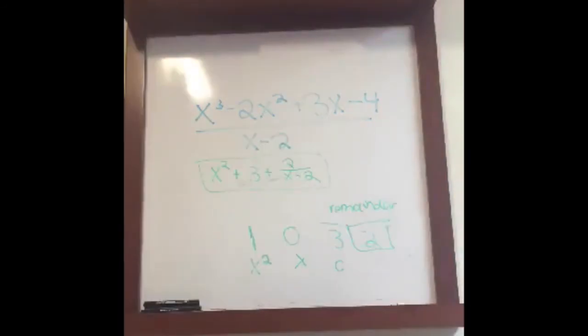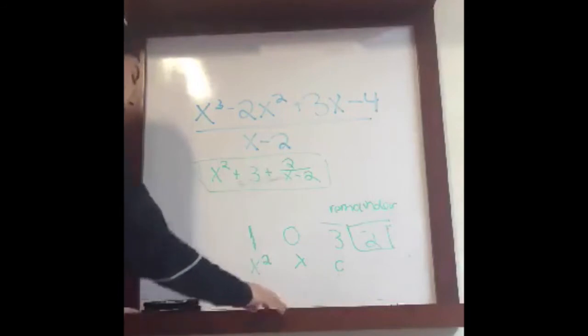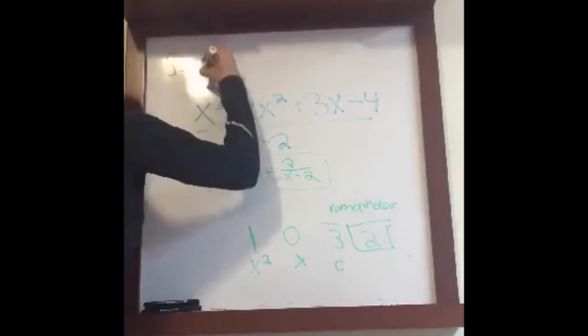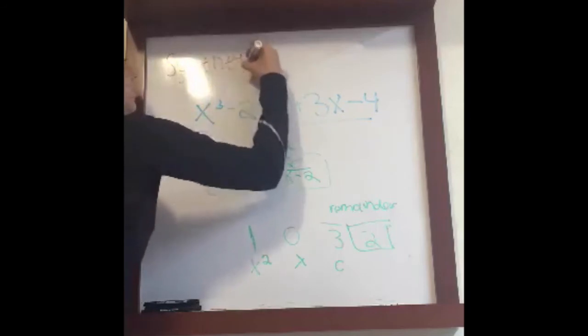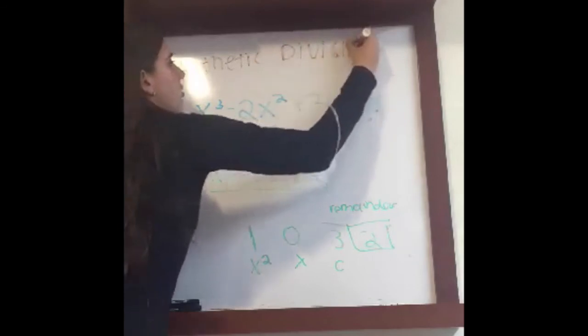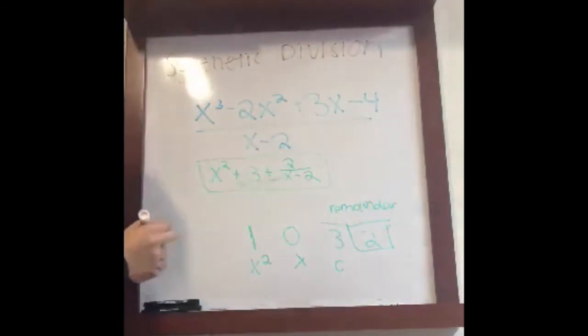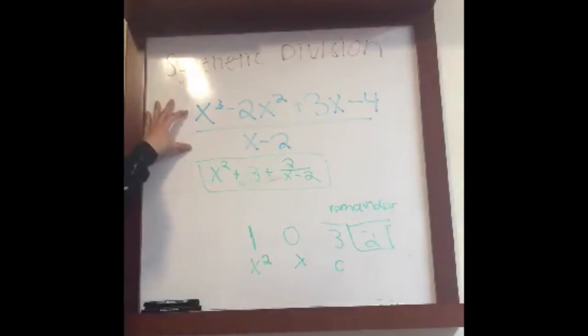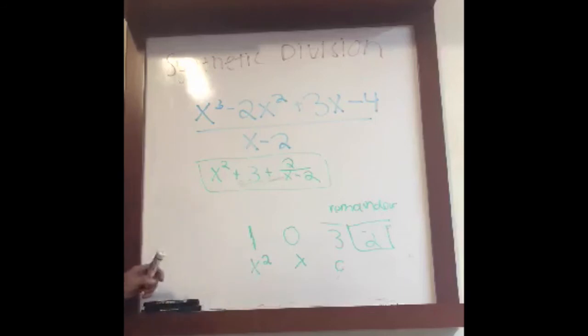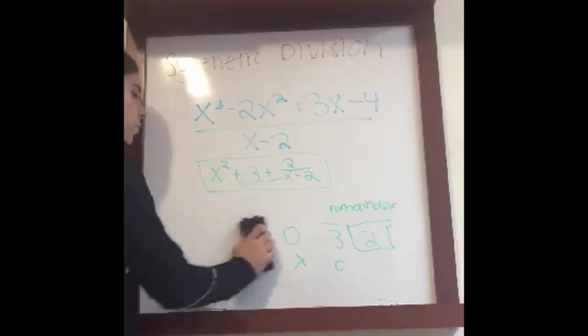So the synthetic division works like this. It's an easier way to make this division, because there are so many ways to do it. This is one of the easy ways for a lot of people, but you can also do it in different ways.